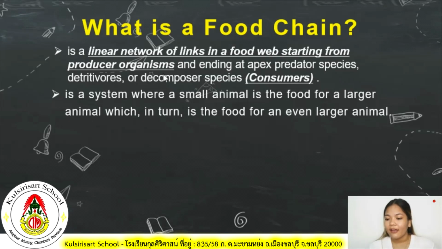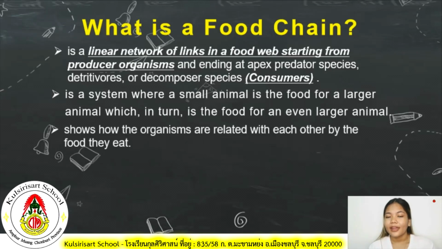Now, we also have there the word consumer. When we say consumer, these are the organisms or the animals that eat the producer. Okay, now let's proceed. And lastly, it also says here that a food chain shows how the organisms are related with each other by the food they eat. Okay, so a food chain will explain to you the interrelation of the different organisms in an environment and how they are related based on what they eat.